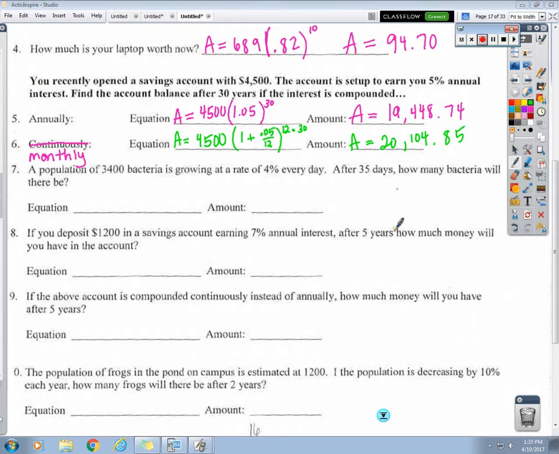A population of 3,400 bacteria is growing at a rate of 4% every day. After 35 days, how many bacteria will there be? Okay, so for your equation, you should have got A equals 3,400, so that's the starting amount of bacteria. They're growing, so it'll be 1 plus 4% is 0.04. So right there, you could have gone ahead and just written 1.04. And then T for time, they tell us 35 days. And so how many bacteria are present after 35 days?